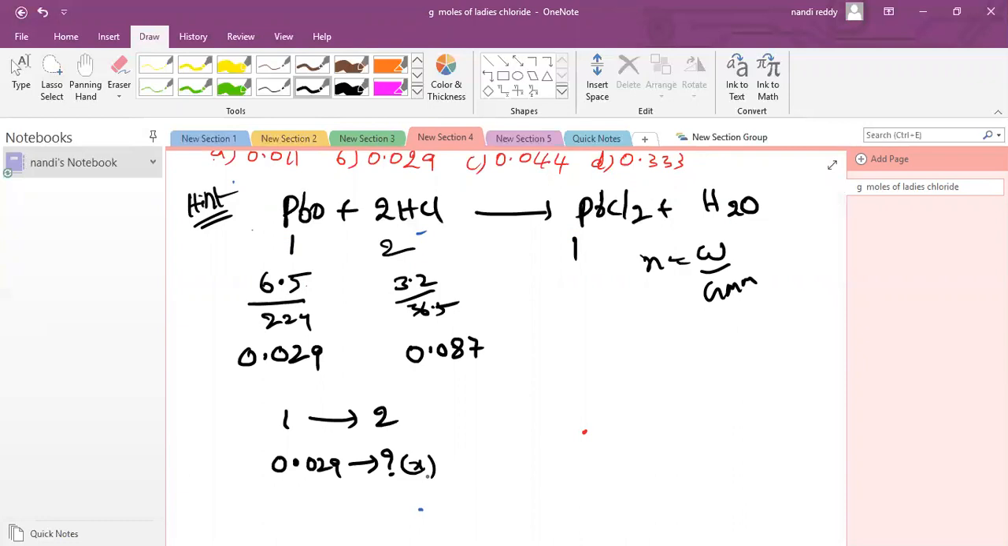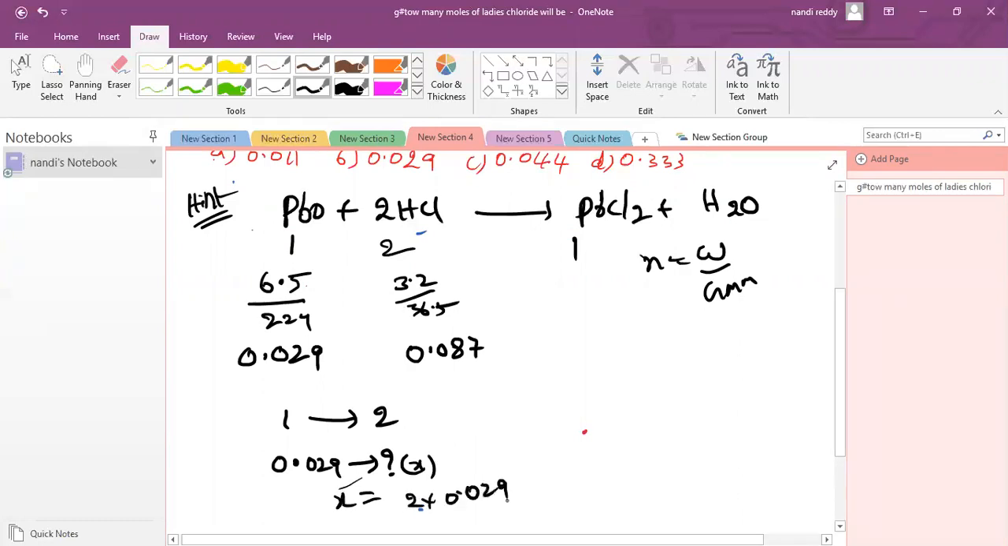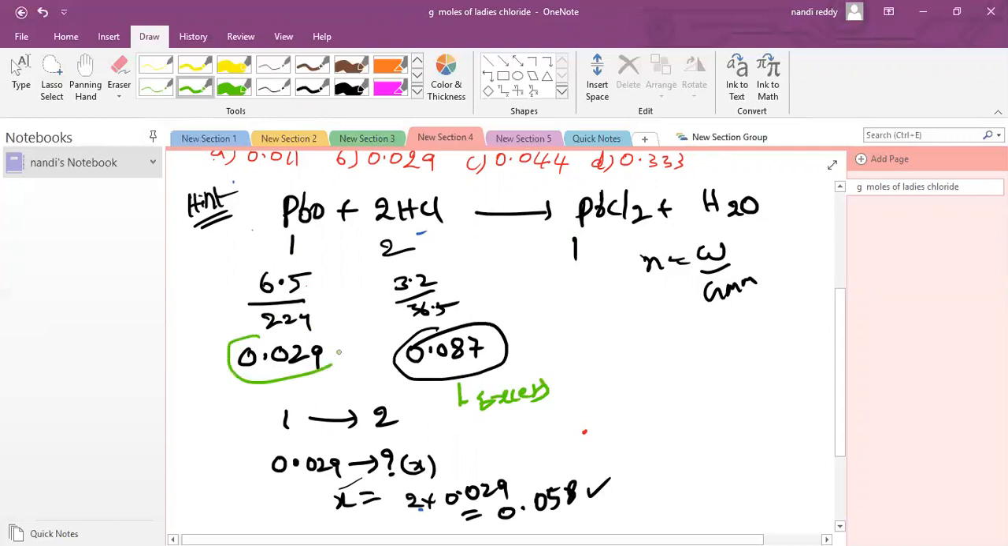Yes, sir. We can calculate very simply. x equals 2 into 0.029 divided by 1, is correct. So we are getting 0.058, nothing but 2 into 0.029. But we need 0.058, and they have given 0.089. So this is the excess reagent. So this being in excess means the other should be the limiting reagent. Is it correct?